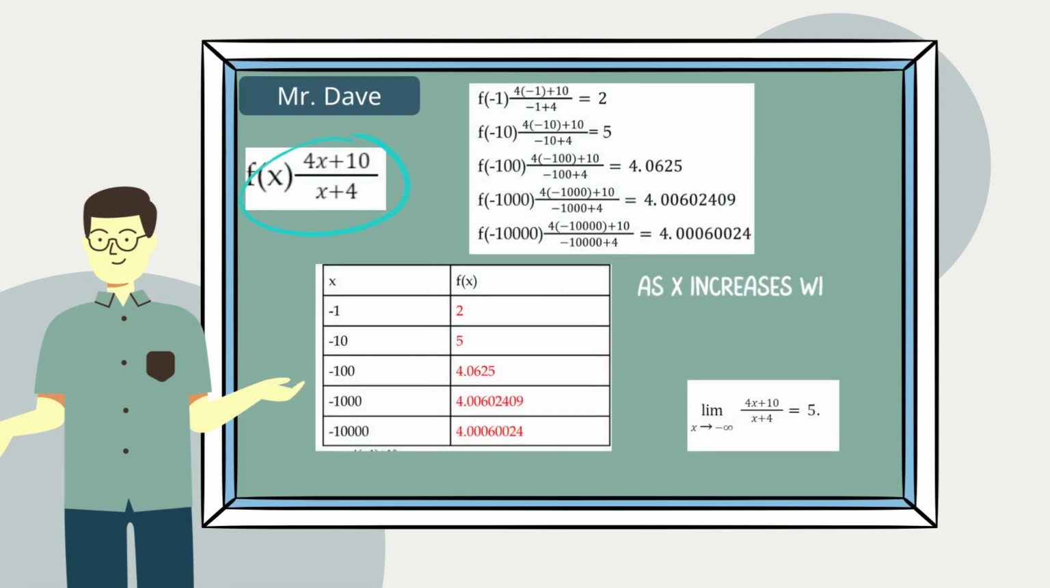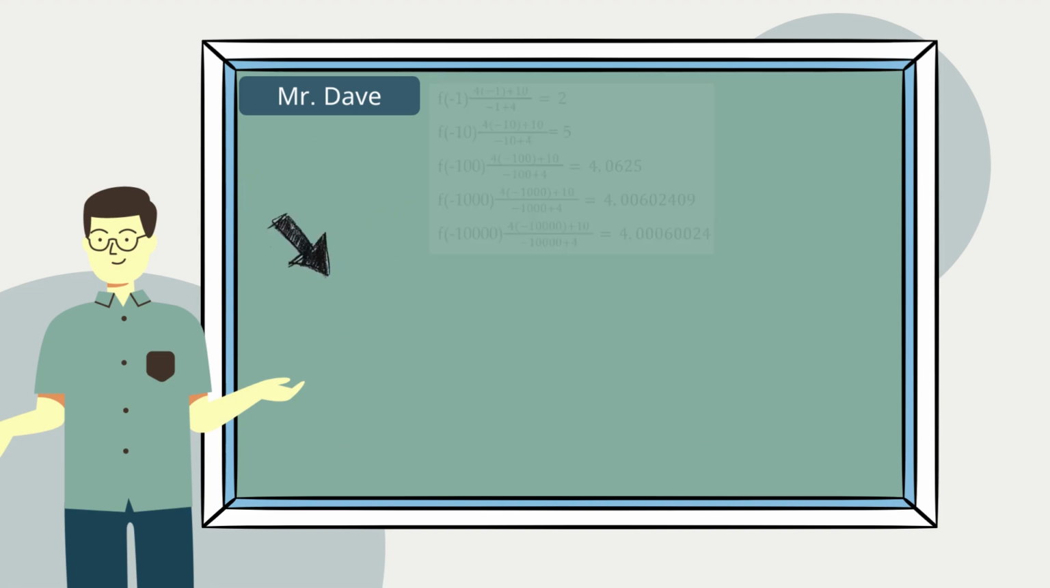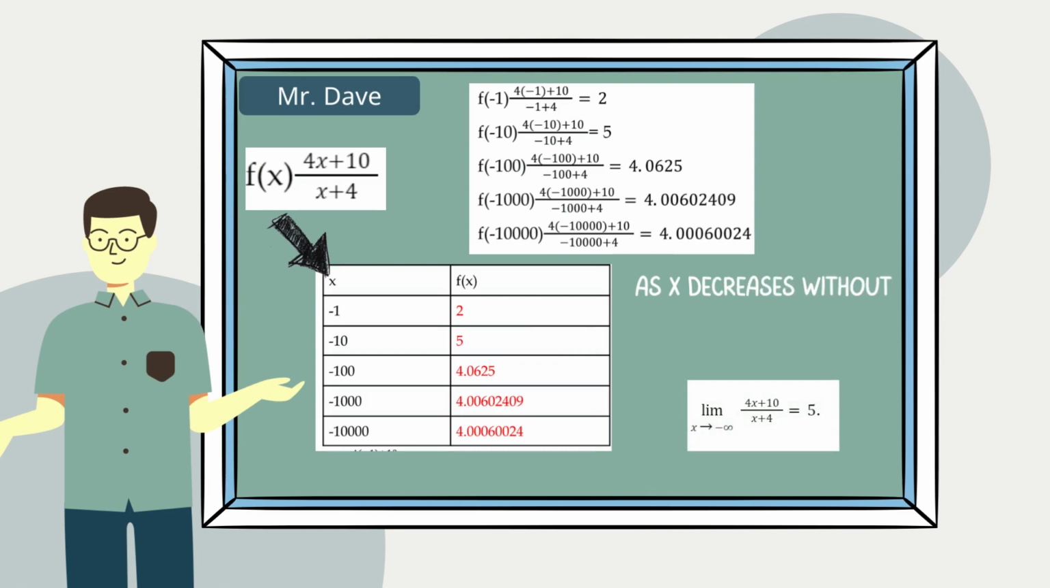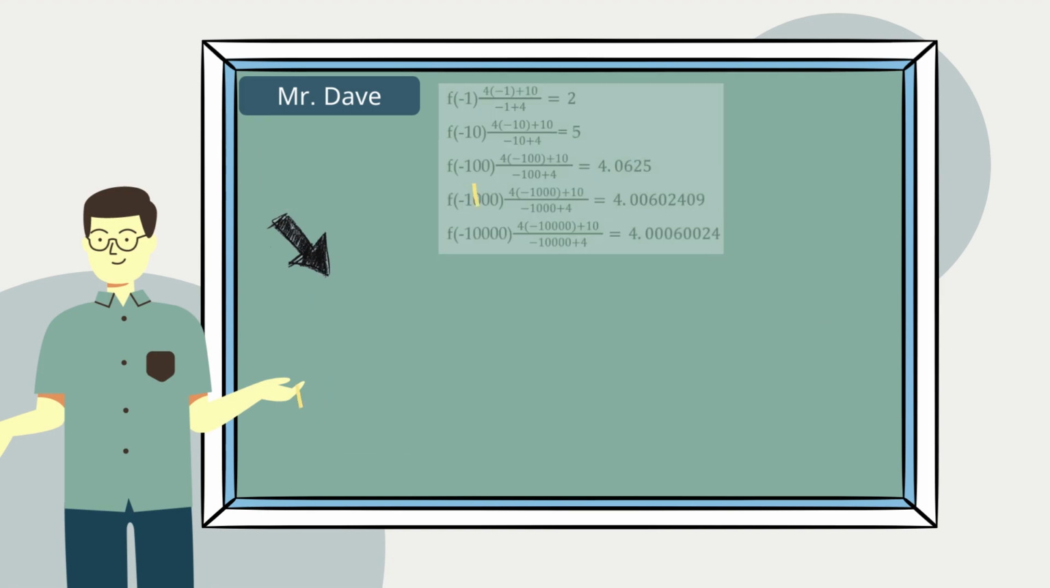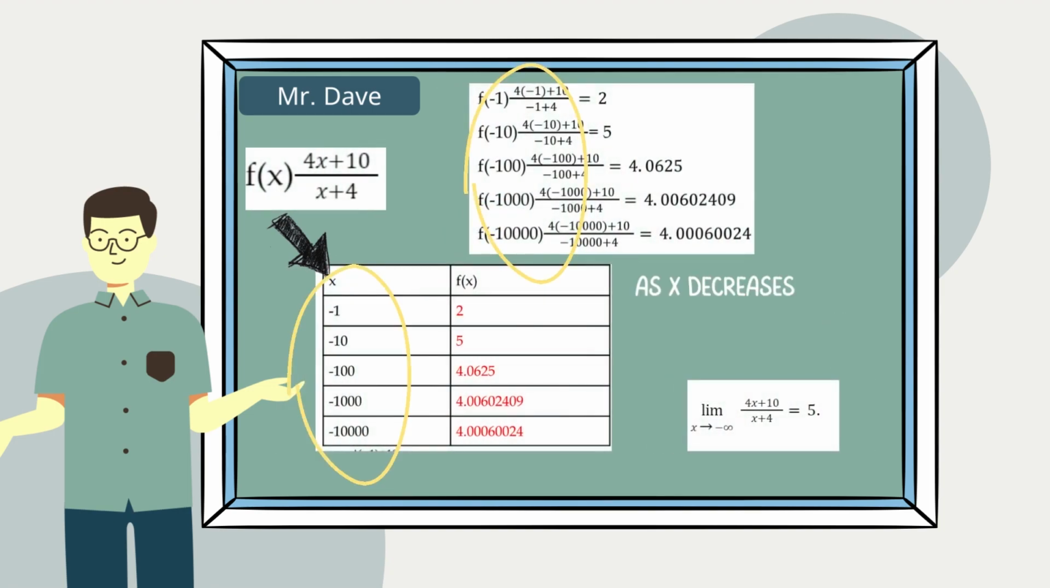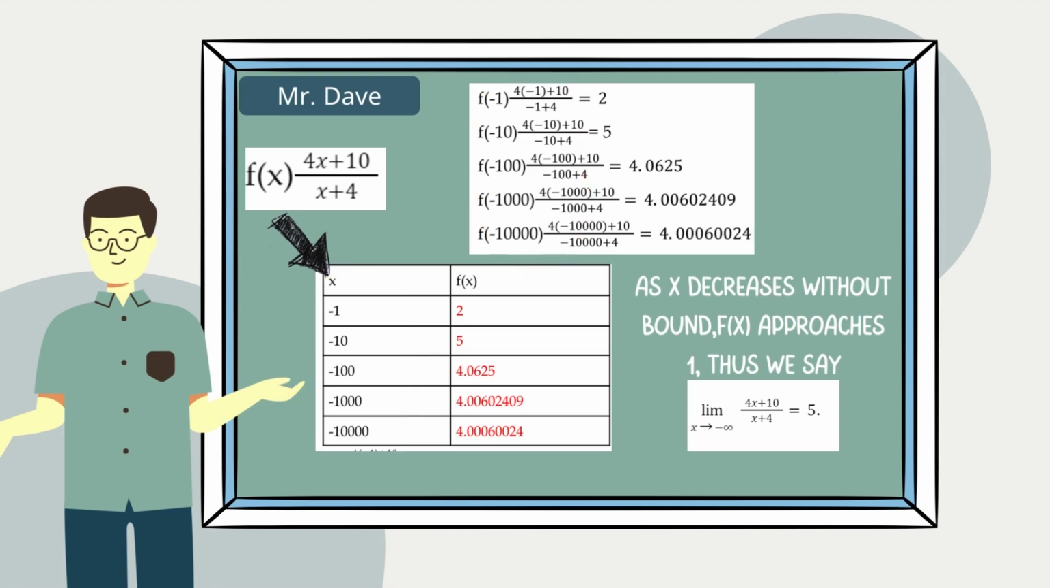Let me show you the illustration. Consider the function f of x equals 4x plus 10 over x plus 4. Again, we need to complete the table of values. So, the way to solve the table of values is like this. F of negative 1 is 4 times negative 1 plus 10 over negative 1 plus 4, which equals 2. So, we solve it like this down to negative 10,000.